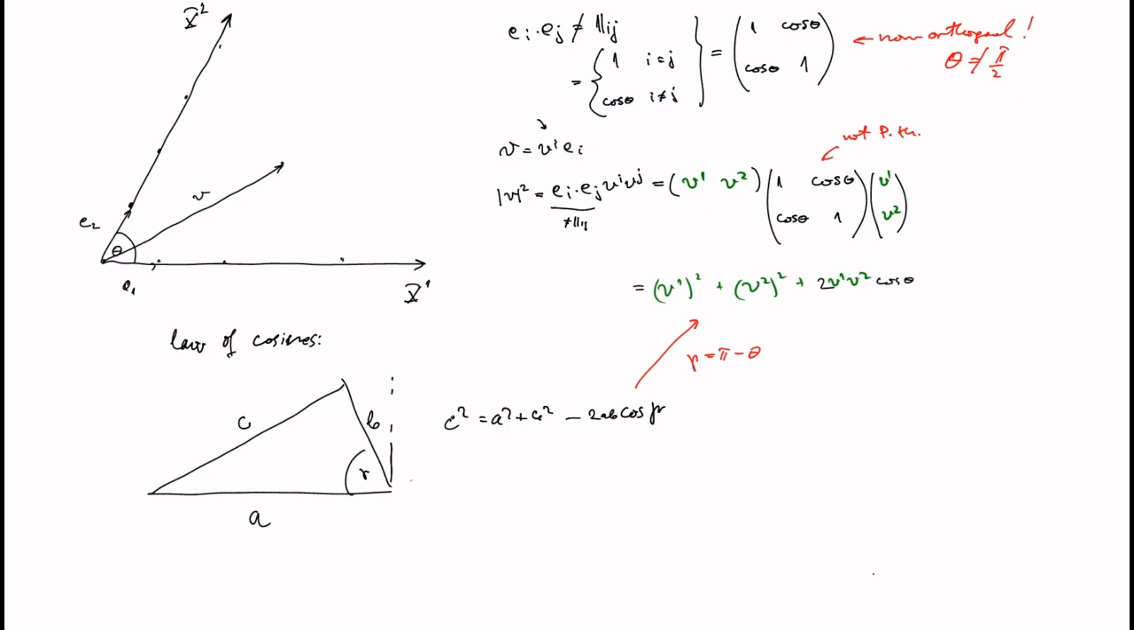What does this mean? This means that this triangle actually does not look like this, it looks like this, where this is pi minus theta, and here is theta, so this is A, this is B, or this is V1, and this is V2, and this is C.